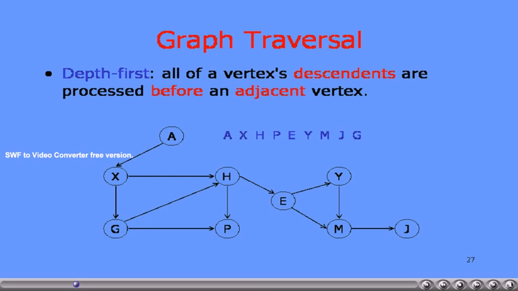If we apply depth first traversal on the following graph, the output will be A, X, H, P, E, Y, M, J, G. Usually for the depth first traversal, people employ stacks also. In the next slide, we will demonstrate how a depth first traversal of a graph can be carried out with a stack. Also, the following slides will demonstrate the recursive traversal of the graph using depth first traversal.